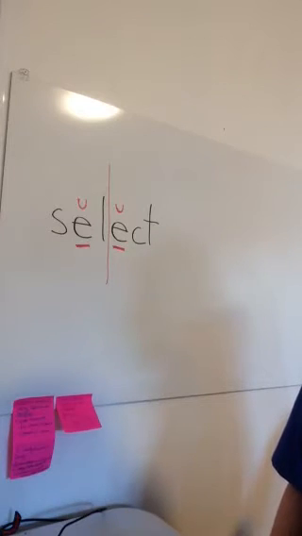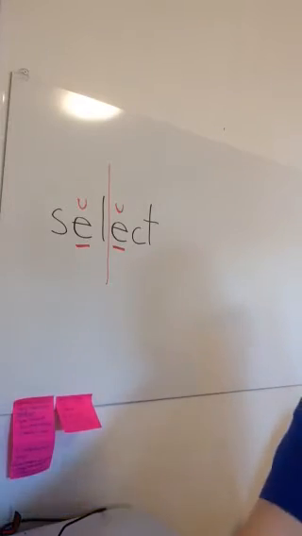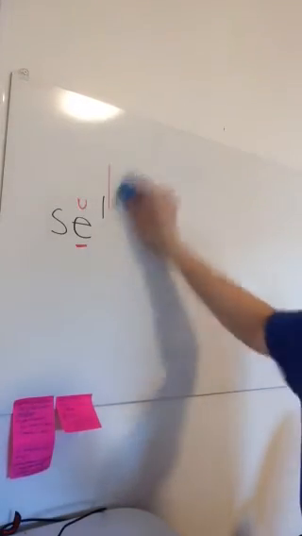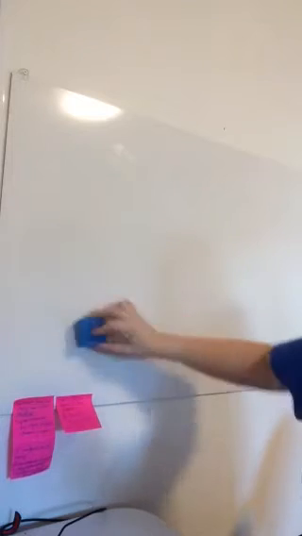All right, what does it mean to select something? What do you do when you select something? For example, when I go to the store, I like to select my fruits. What do you do when you select something? You choose. You're right. You are choosing. You are making a choice. Very good.